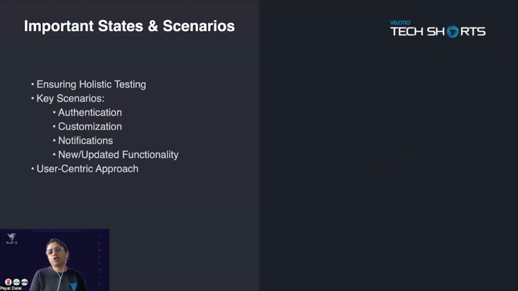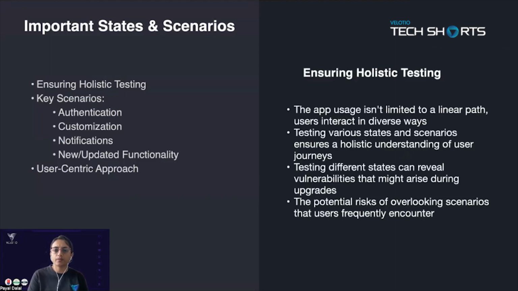So what are the important states and scenarios? First we will see the ensuring holistic testing approach. App usage isn't limited to a linear path, as users interact in diverse ways. So you should consider all the ways the user can interact with your application. Testing various states and scenarios ensures a holistic understanding of the user journey.